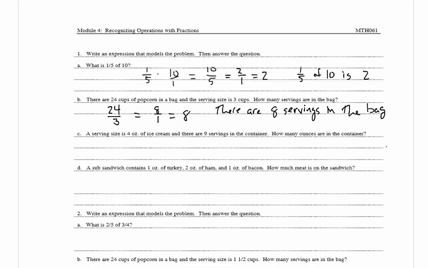In C, it says a serving size is 4 ounces of ice cream, and there are 9 servings in the container. How many ounces are in the container? For this problem, we're going to multiply the serving size, which is 4, times the amount of servings per container, which was 9, and 9 times 4 is 36. So we can say there are 36 ounces in the container.